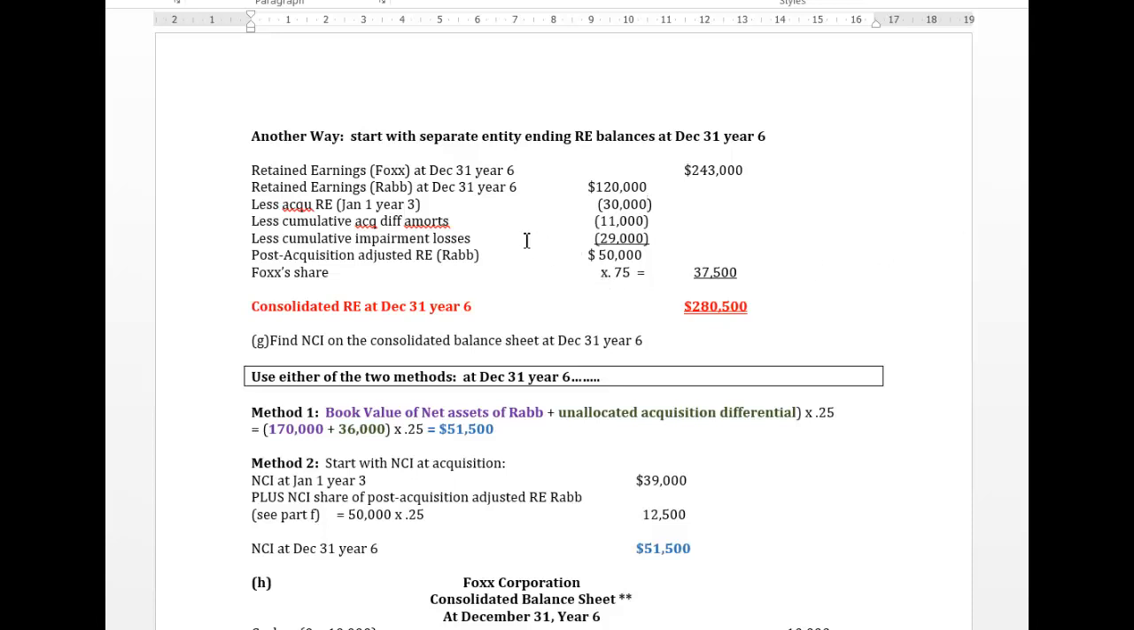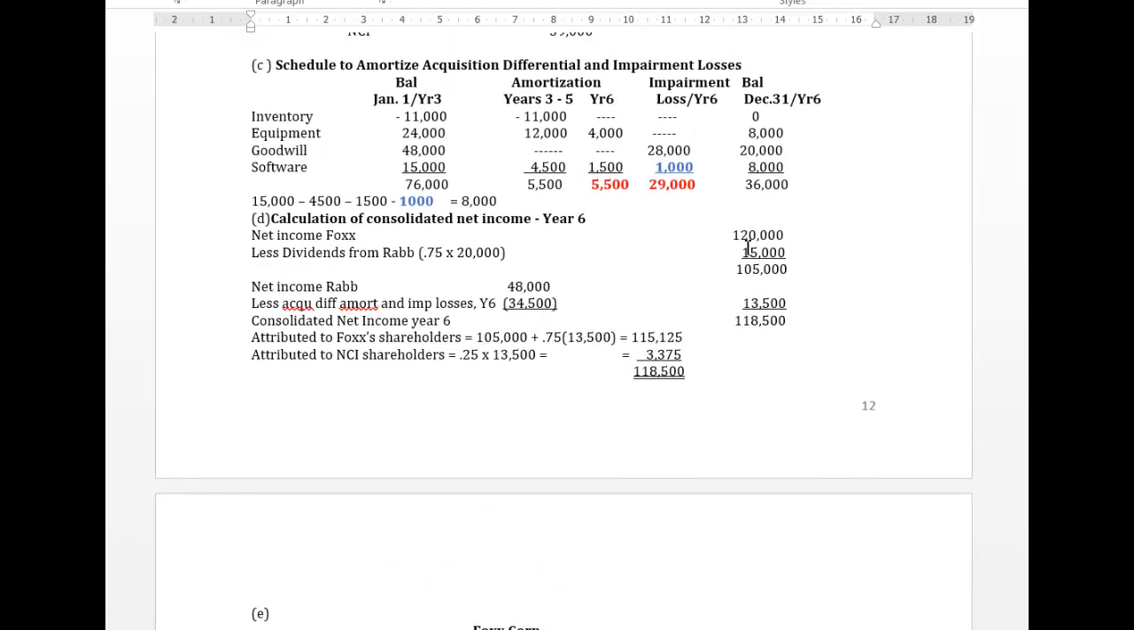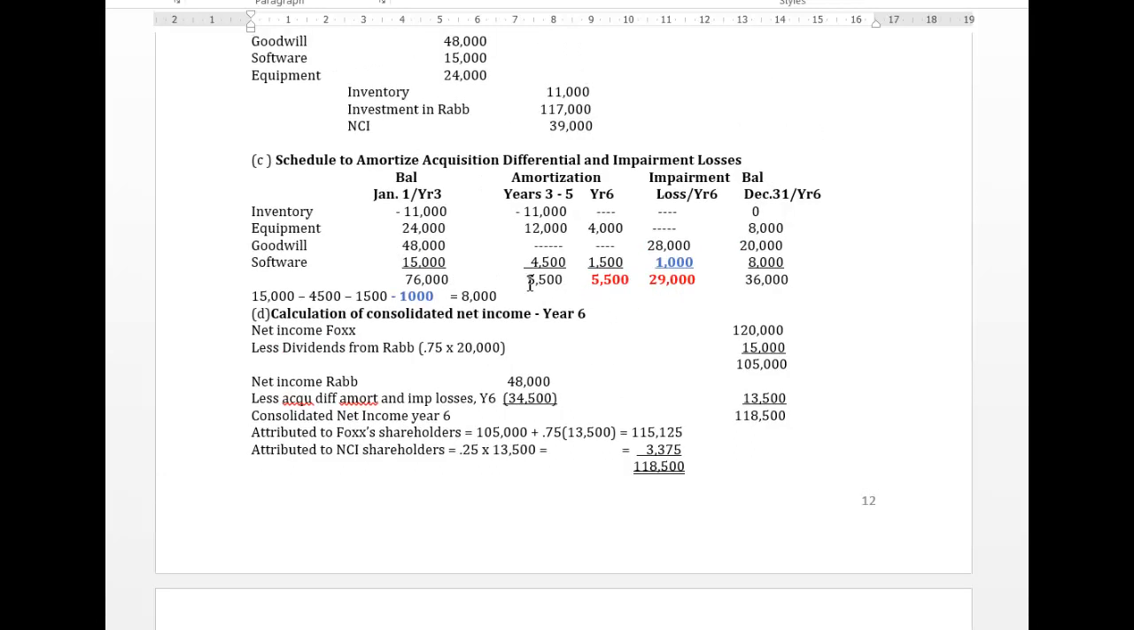But don't forget, we would also have to adjust by what other amounts. Don't forget the cumulative acquisition differential adjustments all the way to the end of year 6 and our cumulative impairment losses. So now we've got to go back to that ever important step C that we did up above, and you can see that in your table. You would have cumulatively been adjusting $5,500 from years 3 to 5 and another $5,500 to the end of year 6, right? So that in total is your $11,000 adjustment that you would have made in income.